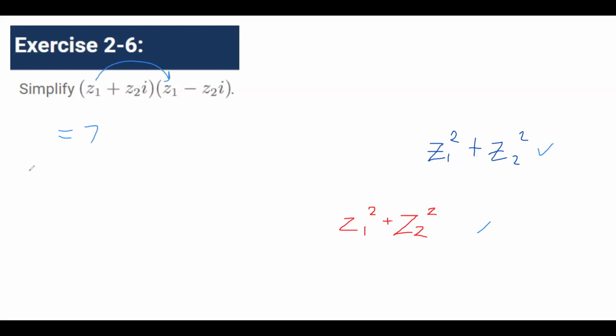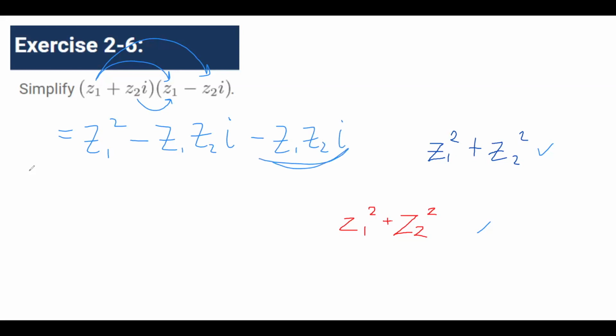Z1 times Z1 is Z1 squared. Next, Z1 times negative Z2i. I'll just write it as negative Z1 times Z2i. Look, everything's being multiplied within this little chunk: Z1 times Z2 times i. When we multiply things, it doesn't matter the order, right?